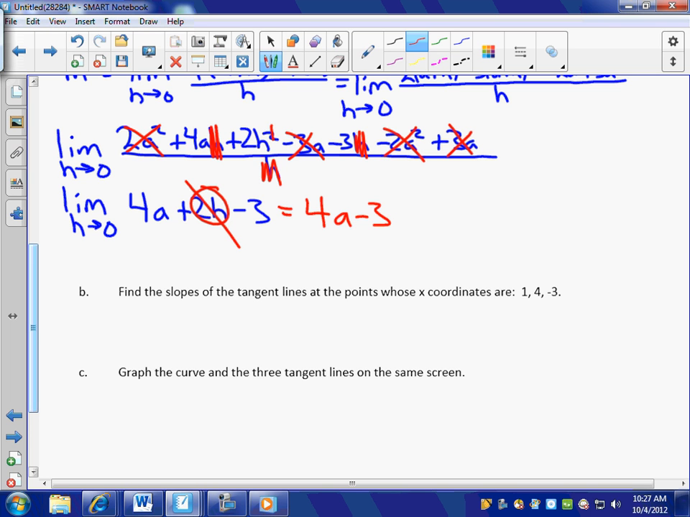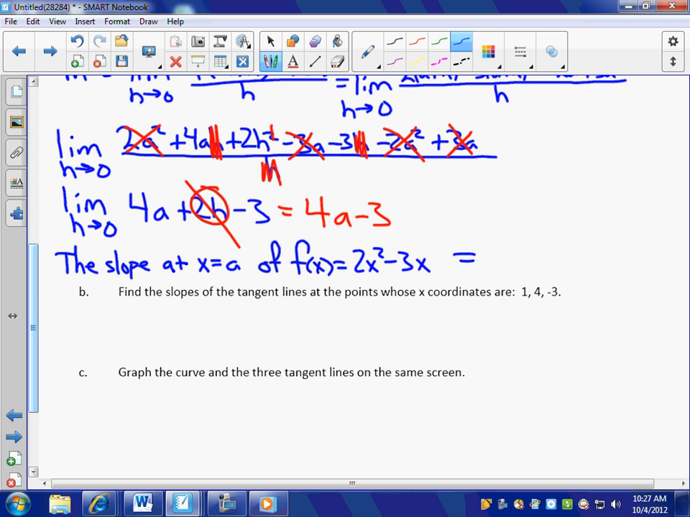So let me just write a sentence, and please write this down. The slope at x equals a of f of x equals 2x squared minus 3x is equal to 4a minus 3. This is what we've said. So instead of our slope having a numerical value right now, it simply has a value that is dependent on what a is.